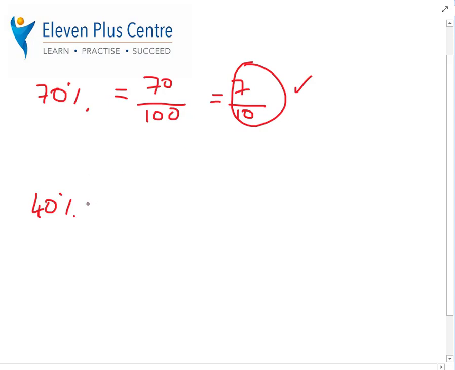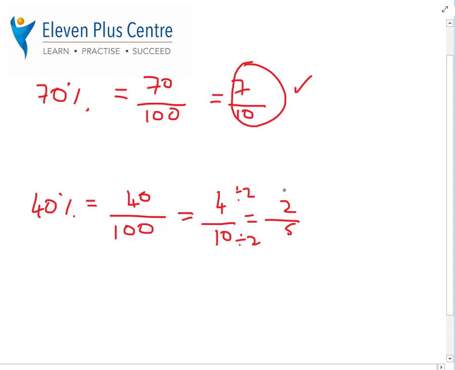Here's another one. Let's do 40%. As you know now, 40% means 40 out of 100. They both end in 0, so we can divide top and bottom by 10. 40 divided by 10 is 4, and 100 divided by 10 is 10. This is a far simpler fraction, but something tells me I can make this even more simple. If I start dividing top and bottom by 2, that's my magic number, 4 divided by 2 is 2, and 10 divided by 2 is 5.